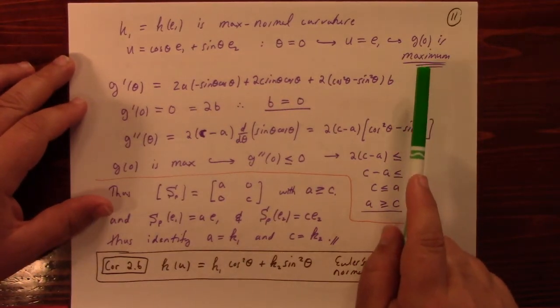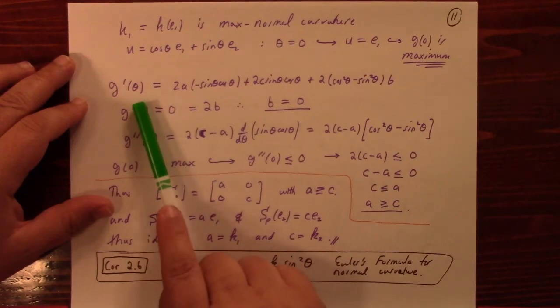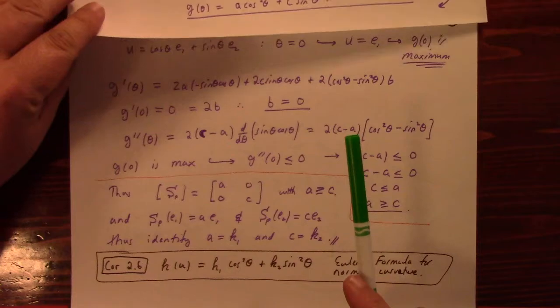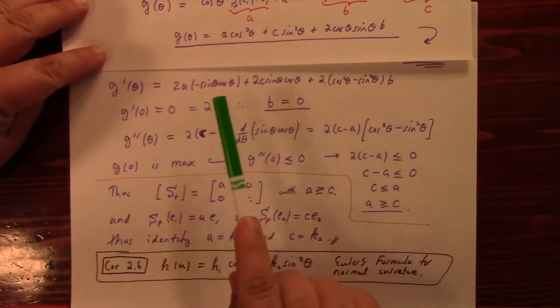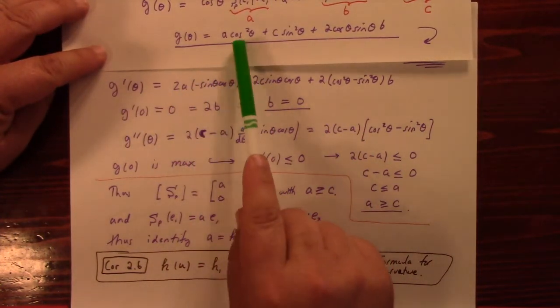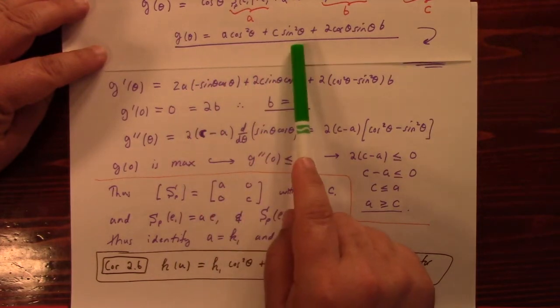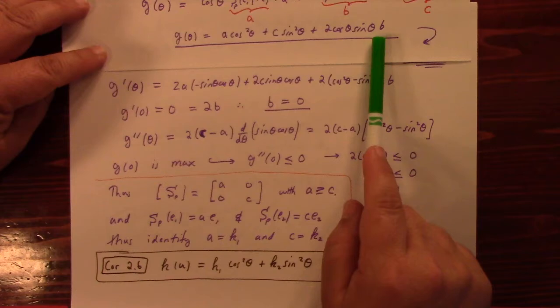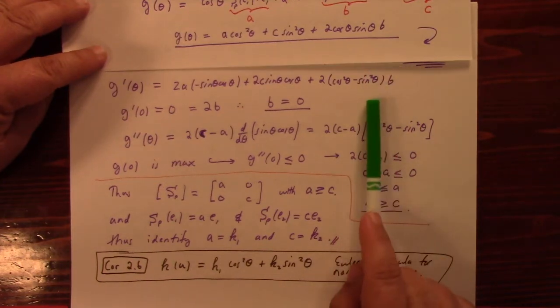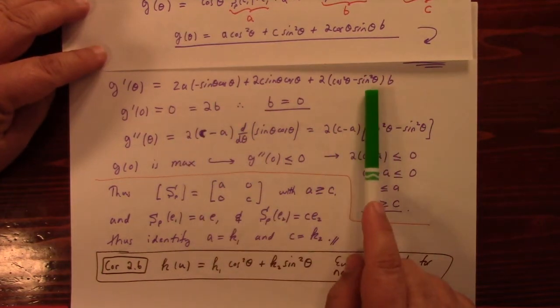That's by assumption. Now if we differentiate with respect to theta, and this is just plain old calculus 1 here, folks, we get G prime: minus 2 sine cosine A, this differentiates to 2 sine cosine C, and that differentiates to 2B times cosine squared minus sine squared, like so, right? That's G prime of theta.